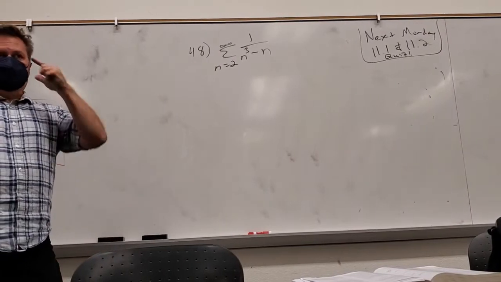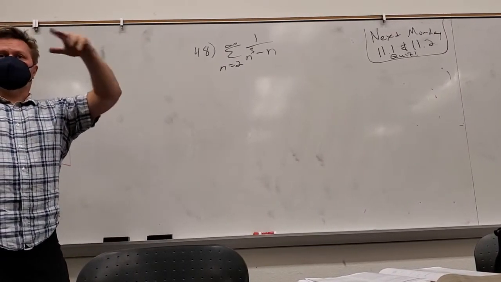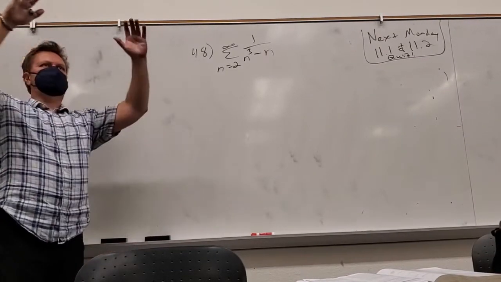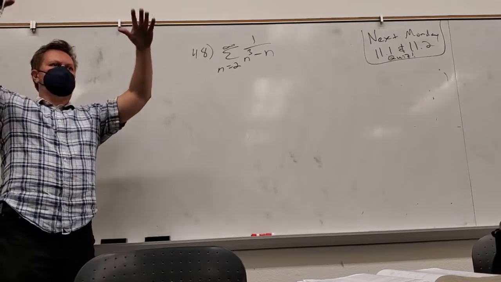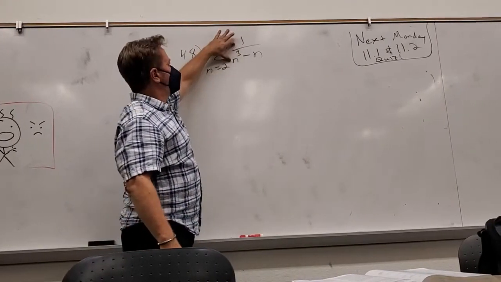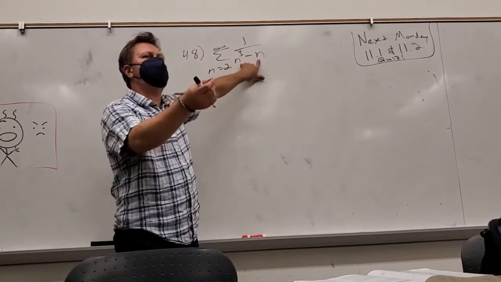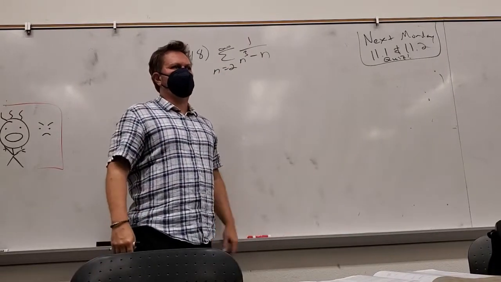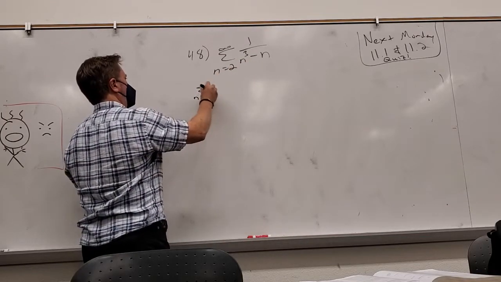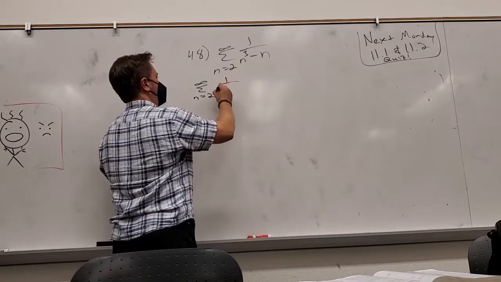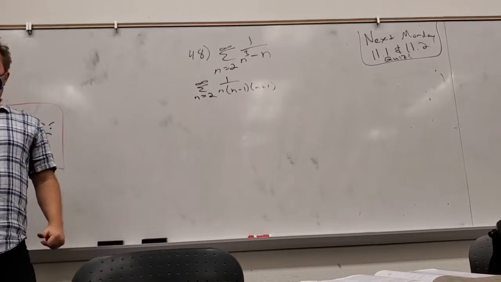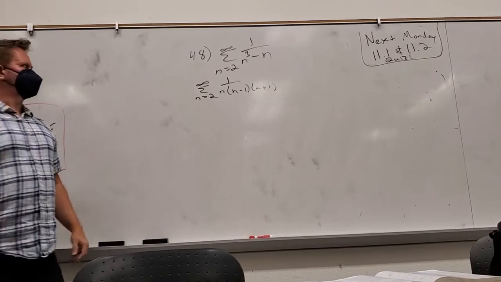If you try to write out a few sequence elements, you wouldn't really see much going on. But when you see something rational where the bottom is a higher degree than the top, otherwise you would do long division first, and it's factorable, attack that sucker with partial fractions. So what does the bottom become when you factor it? 1 over n times n squared minus 1. That's right, everybody. Awesome. Good job, team.